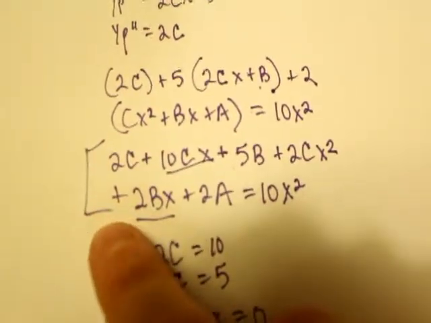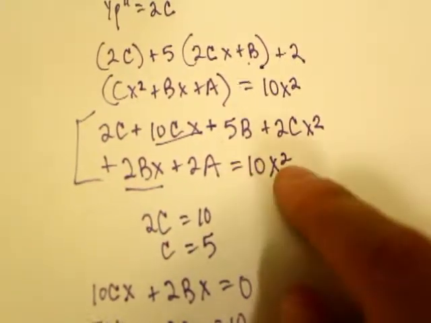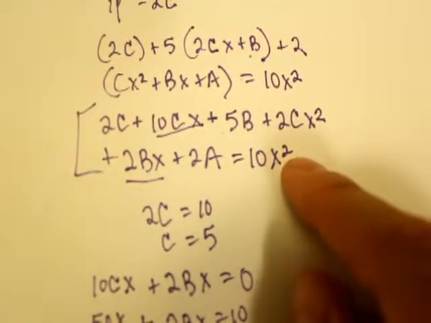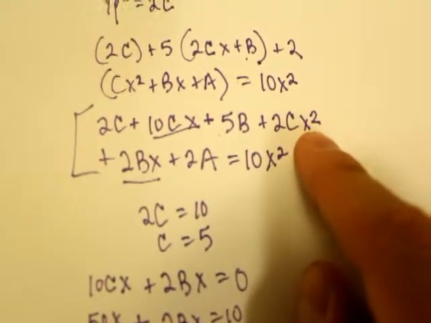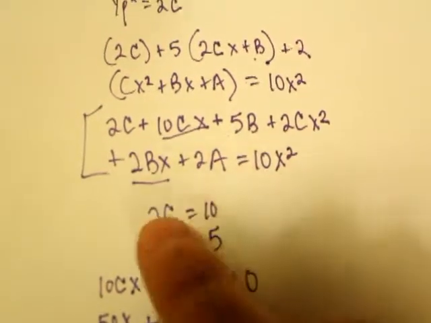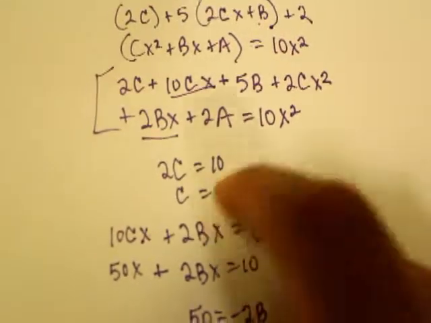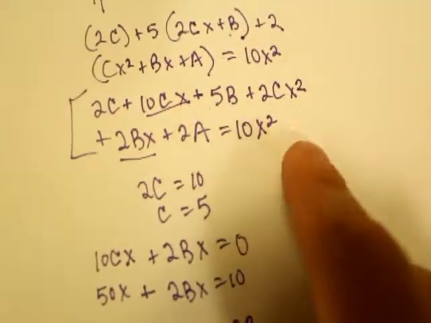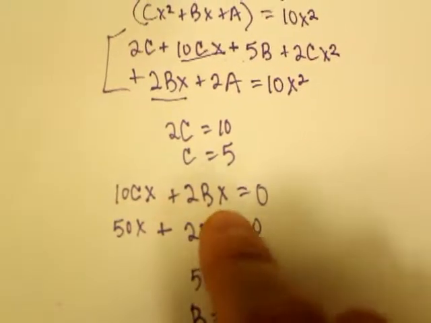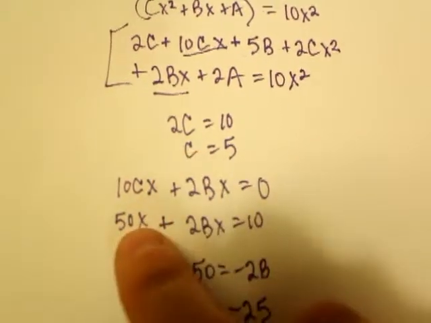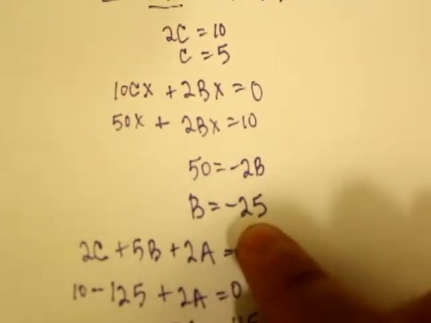So now what we want to do is set the terms on the left-hand side equal to their corresponding terms on the right-hand side. Luckily, we only have one term on the right-hand side, and we see that we have one x^2 term: 2cx^2 = 10x^2. So we have 2c = 10, and c = 5. Easy enough. Next, we look at the terms that multiply x. We have none on the right-hand side, so that becomes 10cx + 2bx = 0. We already found c, we plug in for c, and easily get that b = -25.